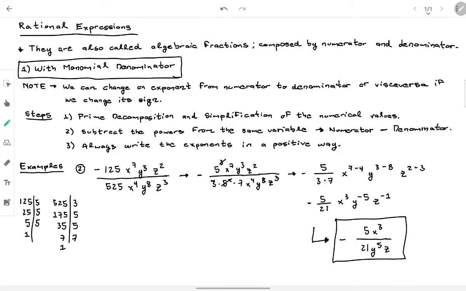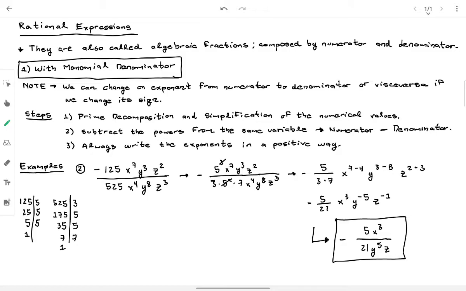So it's very simple, as we did in the other example. It's prime decomposition of the numbers and simplification of those numerical values. Subtract the powers of every letter that is the same, always numerator minus denominator. And the final answer must always be ordered and written in a positive way in the case of the powers. So this one is going to be our final answer.